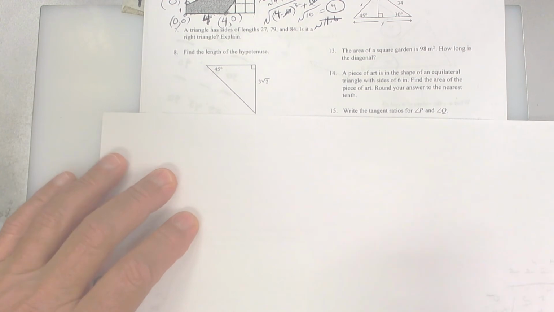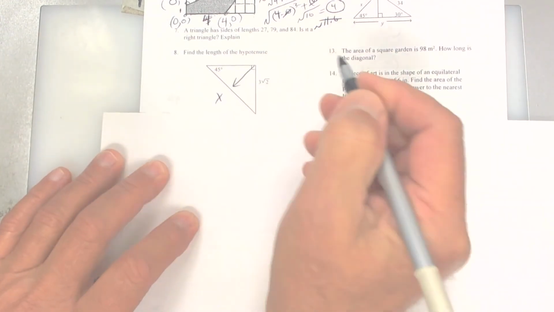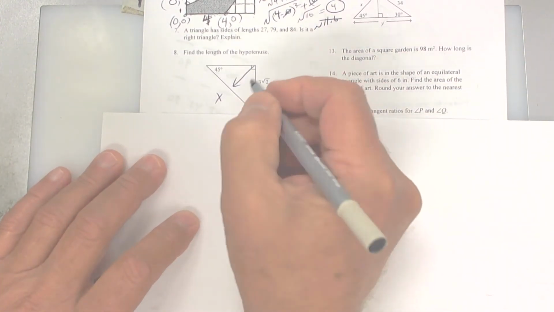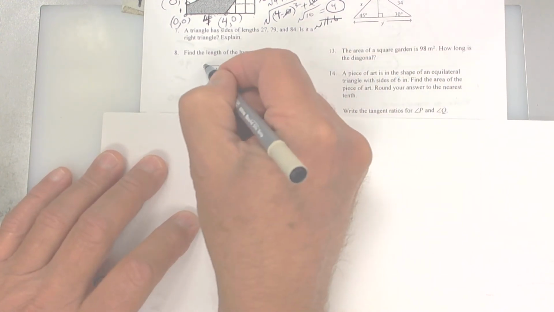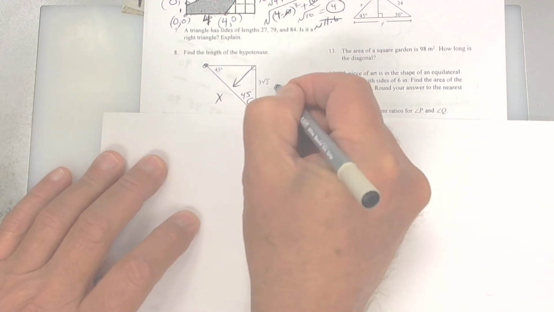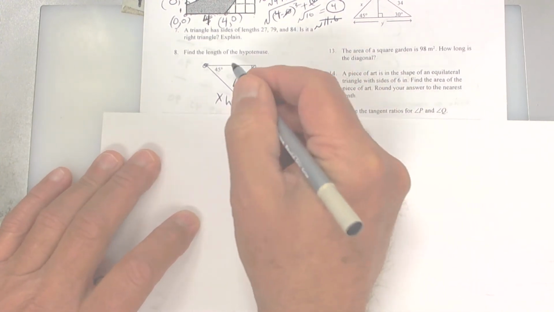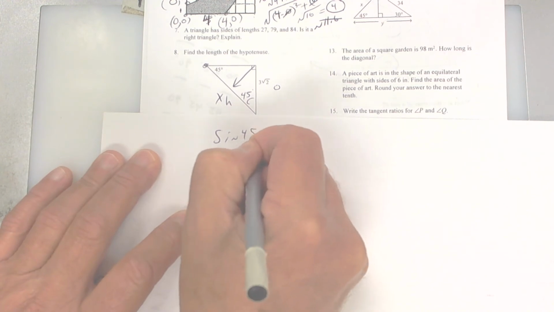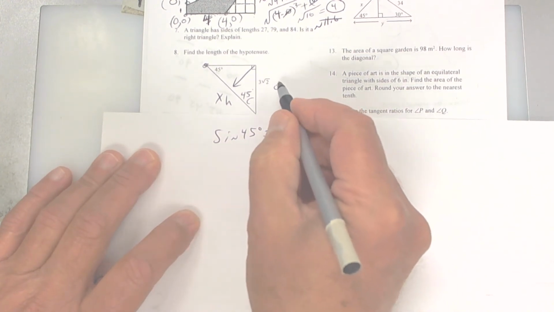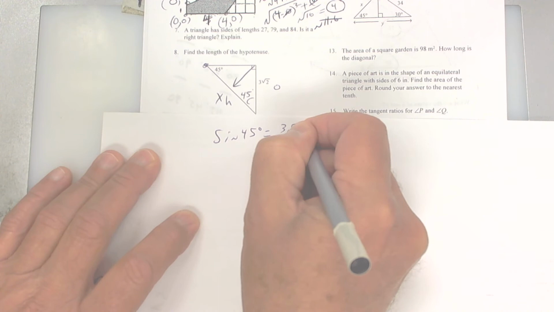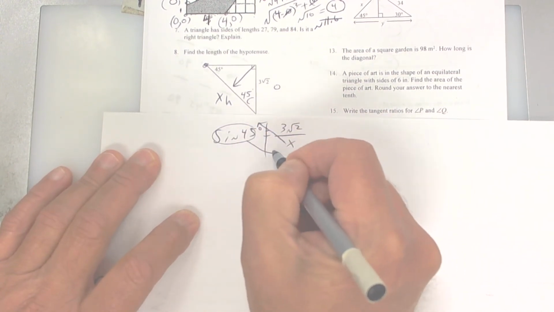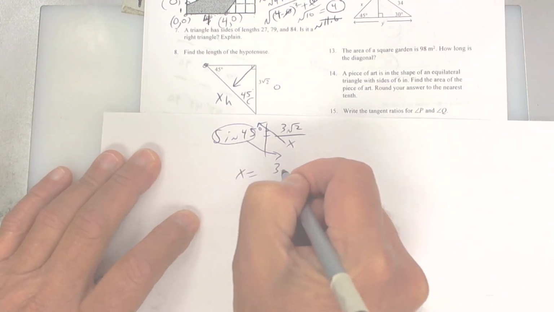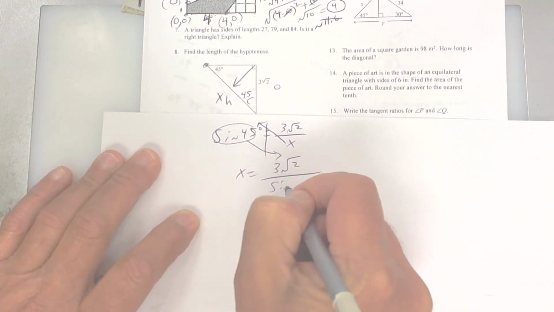Number 8. Now watch how I do this one, okay? You want the hypotenuse, which is this one. Okay, this is a 45, 45, 90 triangle. So you could use special triangles or you could use trig. So you're going to stand here. This is opposite. This is the hypotenuse. That's going to be the sine of 45 degrees is equal to the opposite, which is 3 square root of 2 over x. Okay, you want to switch these two. So x is equal to 3 square root of 2 over the sine of 45.